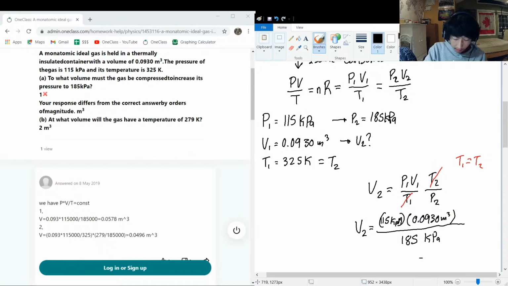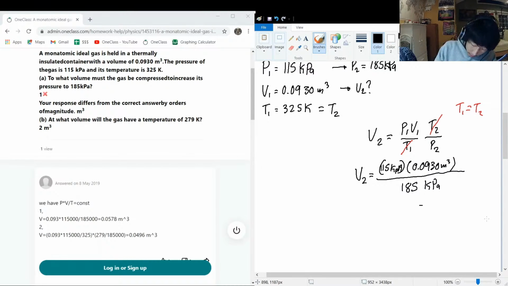Let's ask our handy dandy calculator to get the answer for us. 115 times 0.093 divided by 185. And that gives us a result of V2 equal to 0.05781 meters cubed. This makes sense because if we increase the pressure, that means we have to reduce the volume, and the volume is smaller than it was originally. So this is going to be our brand new volume value. That will be our result here.